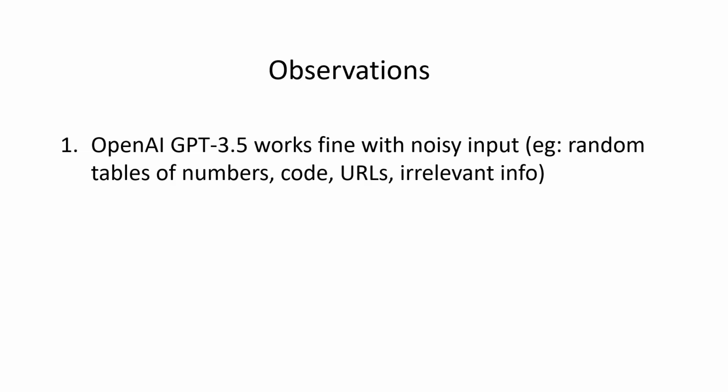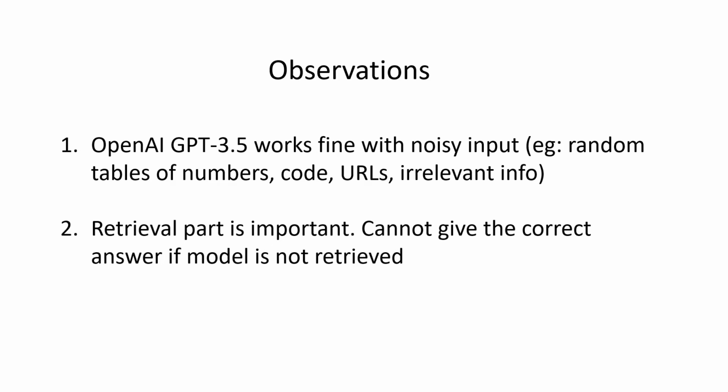The first observation is GPT 3.5 works fine even if the readmes contain a lot of noise. Because if you inspect the readmes, they contain all kinds of random stuff like tables of numbers or code examples of how to call the model, random URLs, random bibliographic citations, all kinds of noise. But the model is able to pick out what is relevant and not be thrown off if there are typos or irrelevant information.